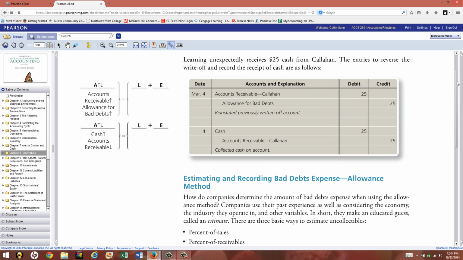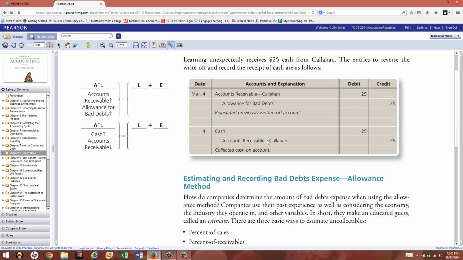The first journal entry is we're going to reinstate them, saying, okay, accounts receivable for Callahan, allowance for bad debts, because we're putting them back into that allowance category. This is where we keep the amount that we think we're not going to collect. So anyway, we're putting that back in. And then the second journal entry is to show that we have received cash from Callahan. So we're going to debit cash, credit accounts receivable.